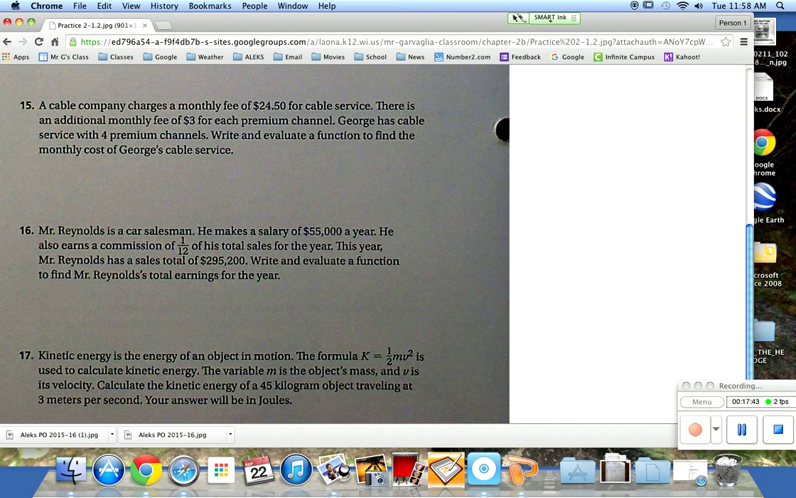You would have to solve it too. So you'd have to give the function. You're going to have to write out the function that the cable company would use, and then you'd have to show how much George would pay for 4 premium channels.